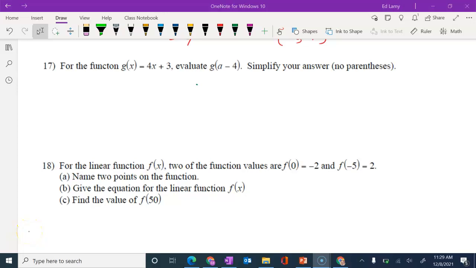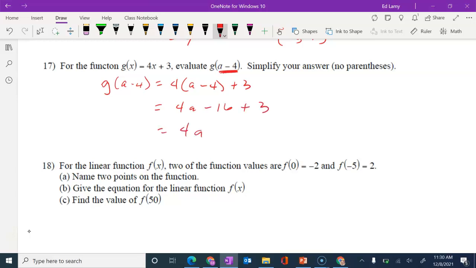In number 17, we're just going to plug in this for x. That's what it said to do. Evaluate for whatever it says. Well, this is an expression, but we can do the same thing. Okay, so g of a minus 4 would simply mean 4 times (a minus 4) plus 3. Okay, that's 4a minus 16 plus 3. That's 4a minus 13. And that's it.